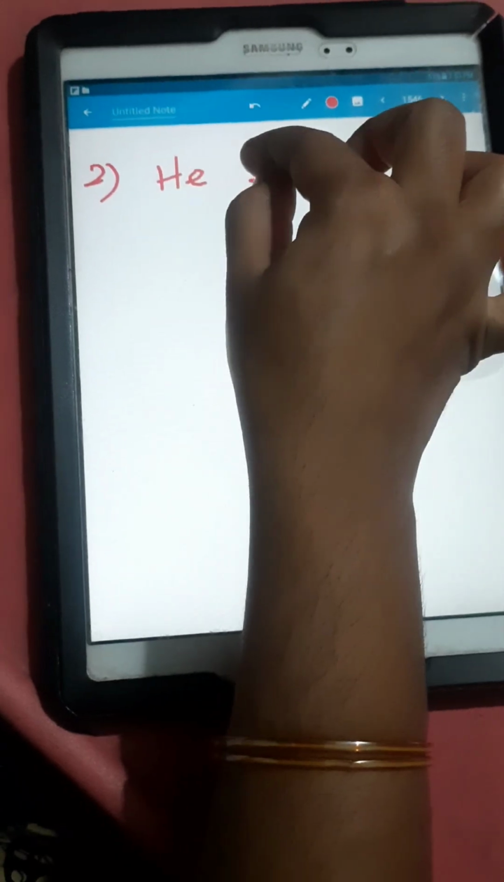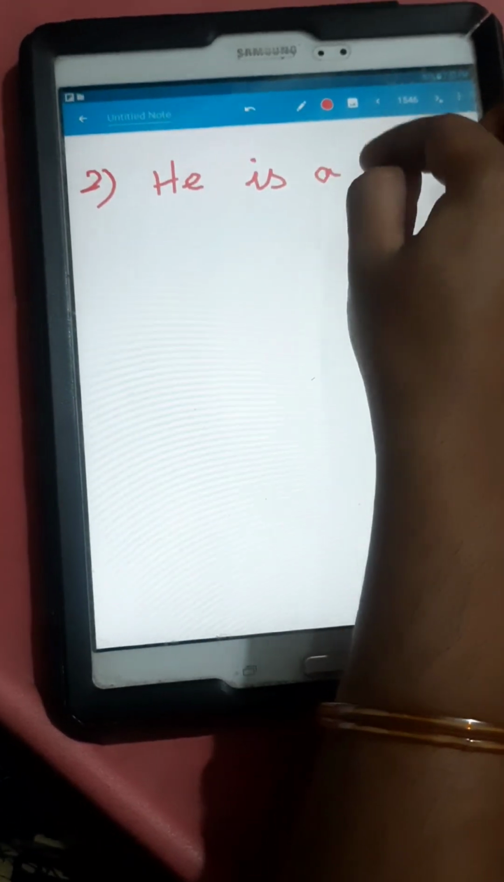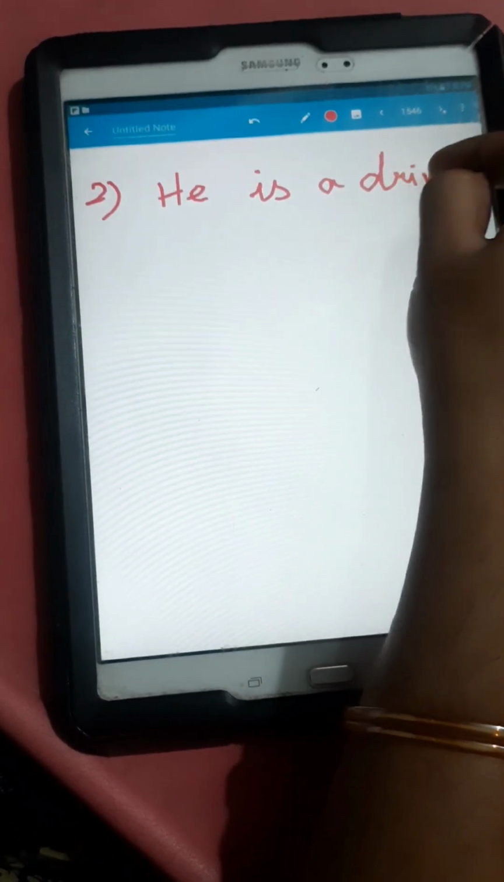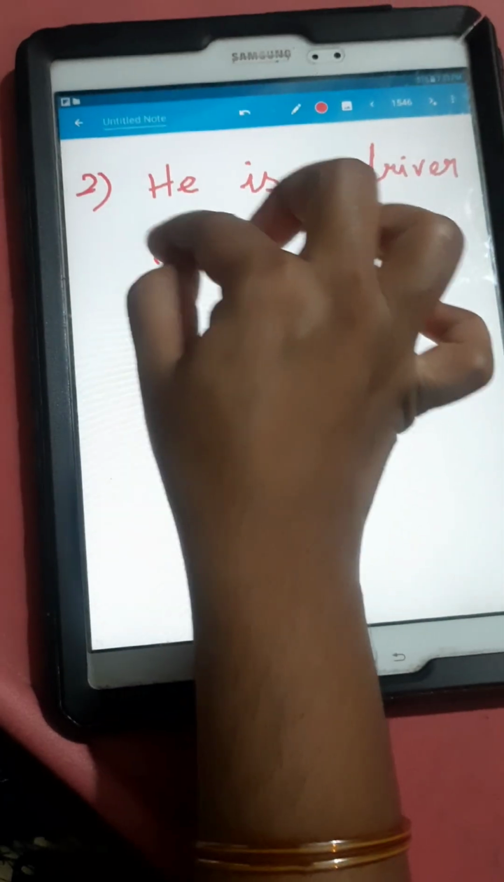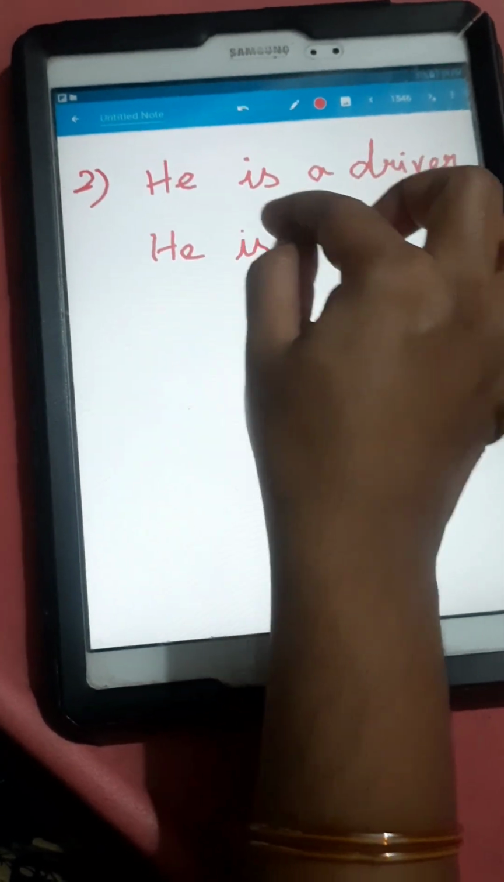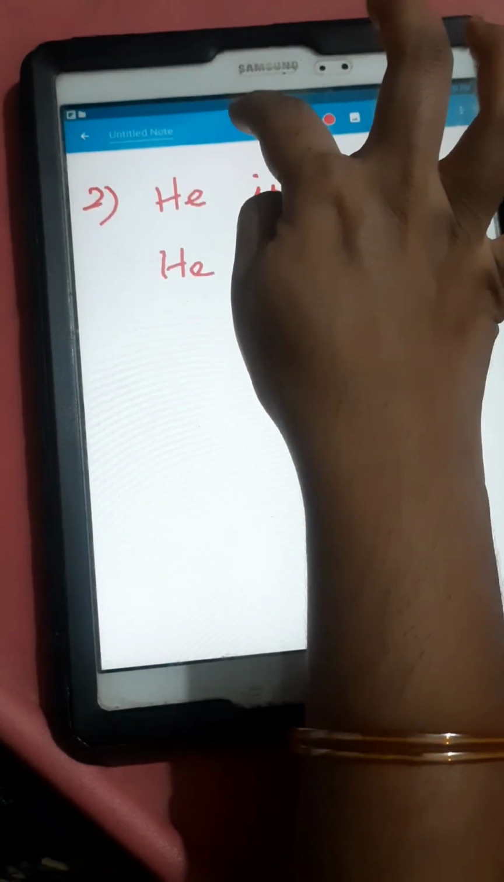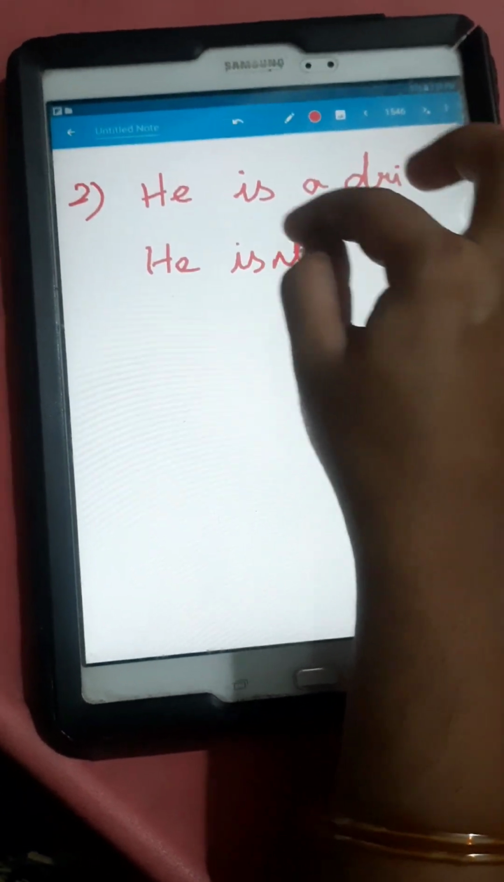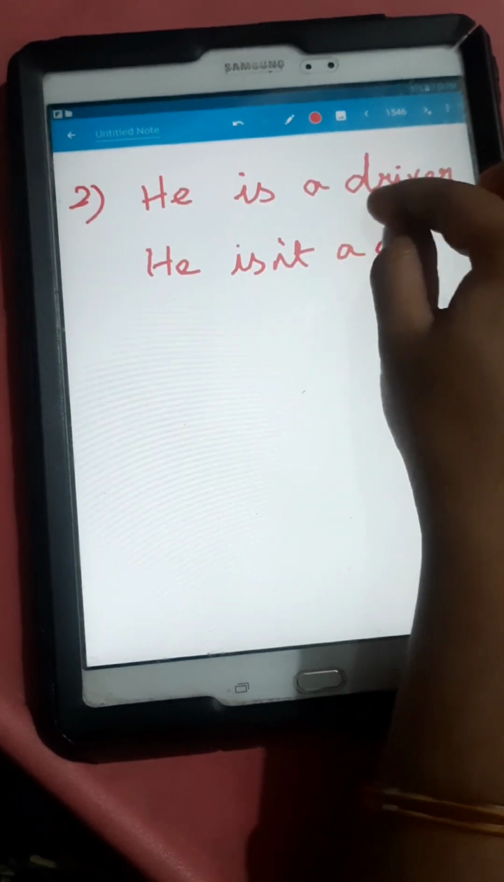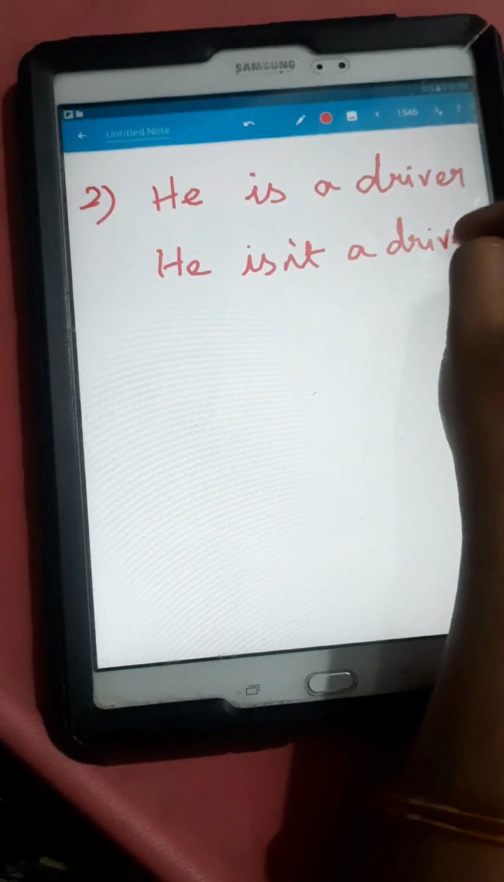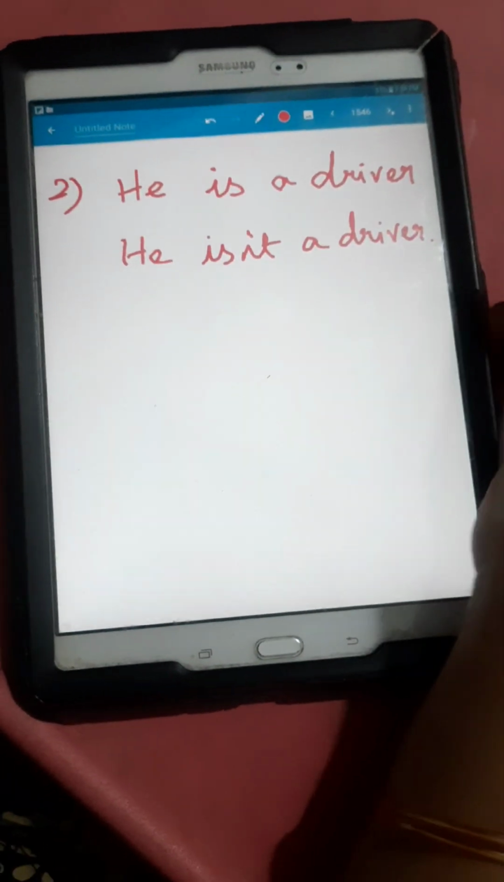Okay. The next sentence I have for you is, he is a driver. In this sentence, the be form of the verb is "is". So we have to add not to this is. So, he isn't a driver. Like that we can make a sentence. While writing, you can also write it like this. This is the contracted form.